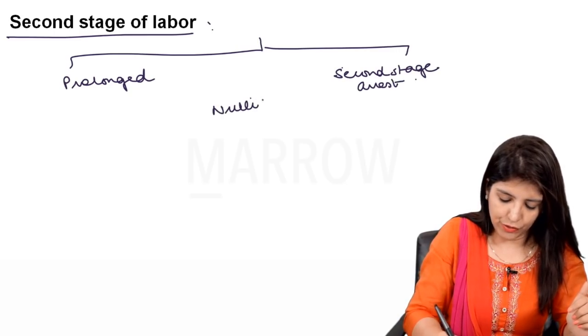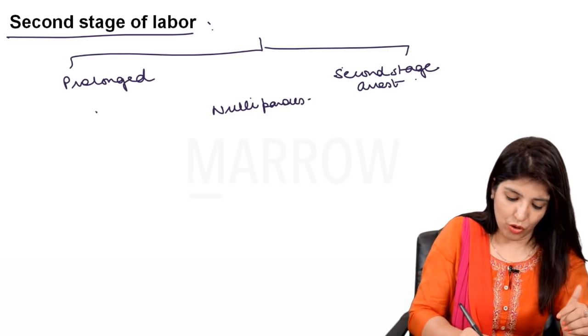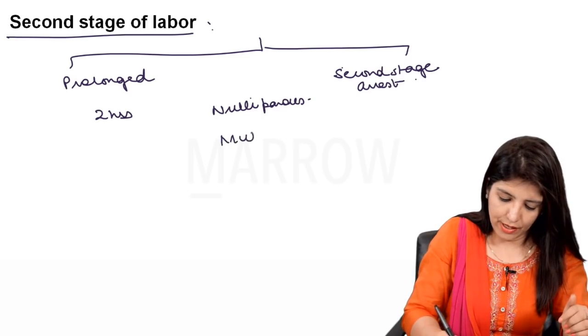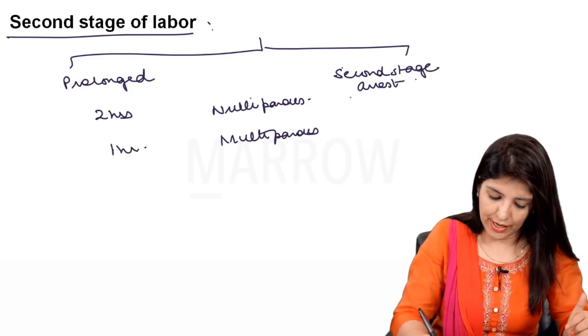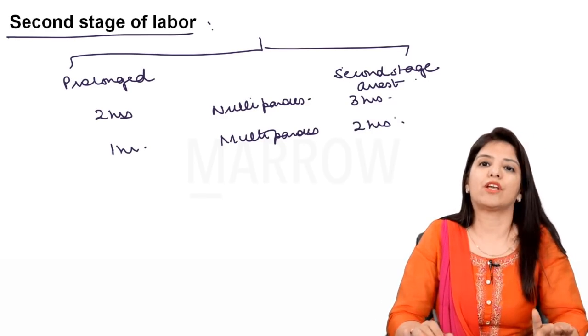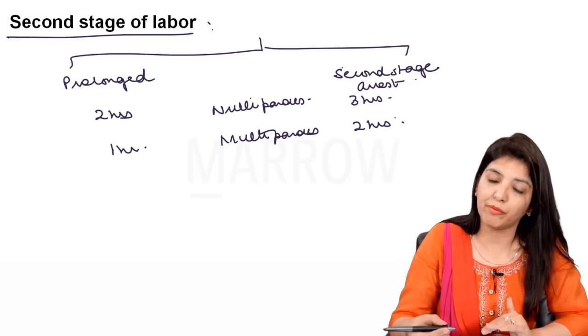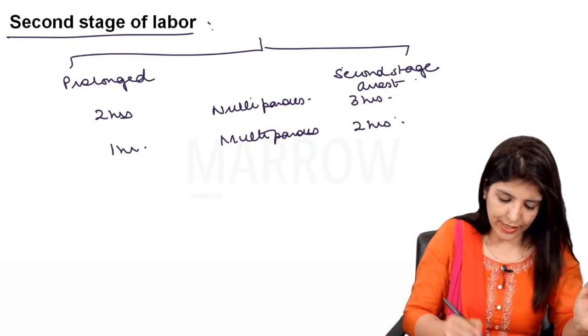In a nulliparous female, second stage is said to be prolonged if it is more than 2 hours, and in a multiparous female if it is 1 hour. Second stage arrest is if in a nulliparous female it is 3 hours or in a multiparous female it is 2 hours. All these definitions are without the use of epidural. If you have given epidural to the patient, you will have to add 1 hour each. Right?